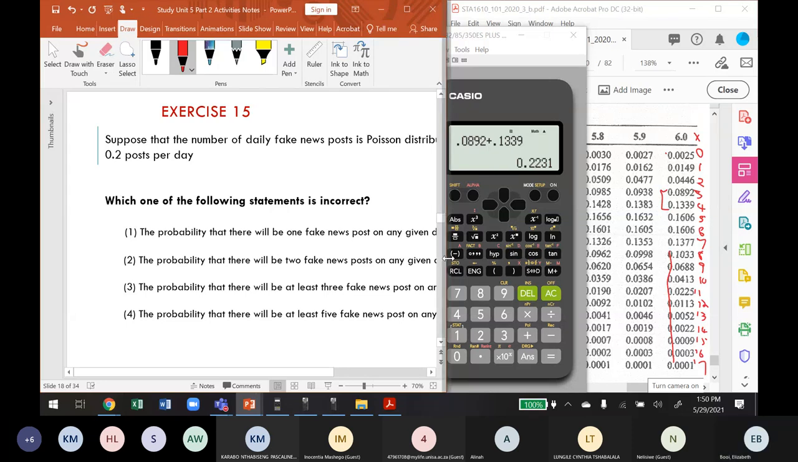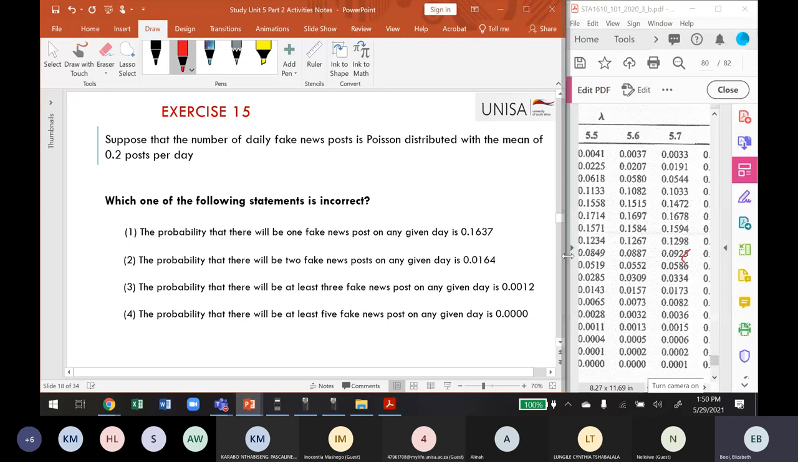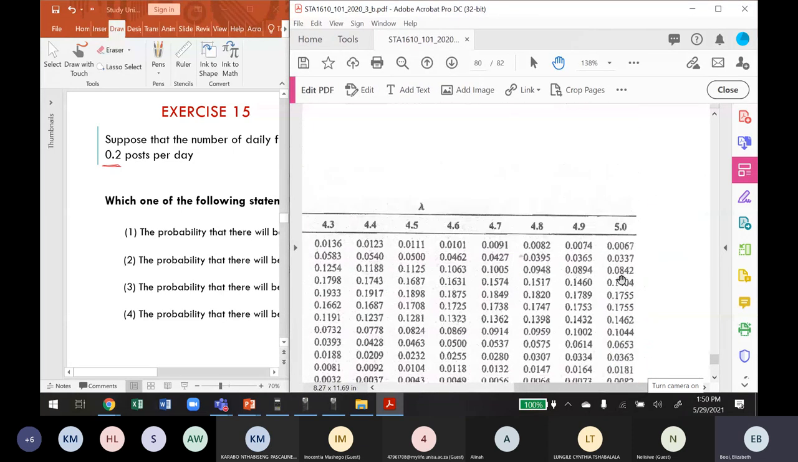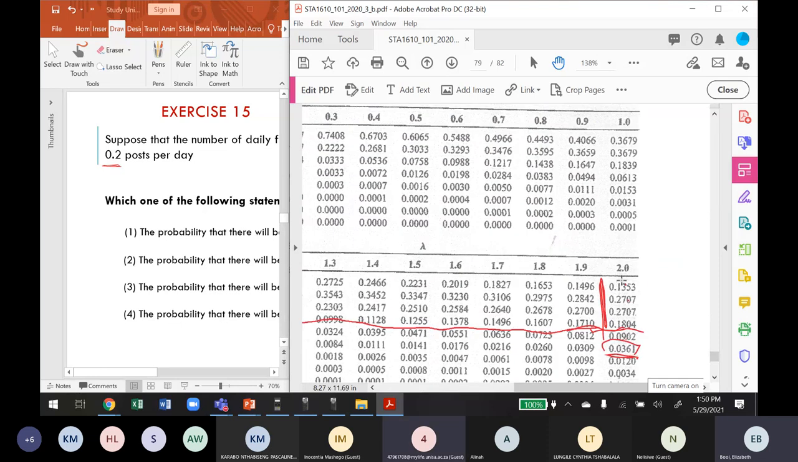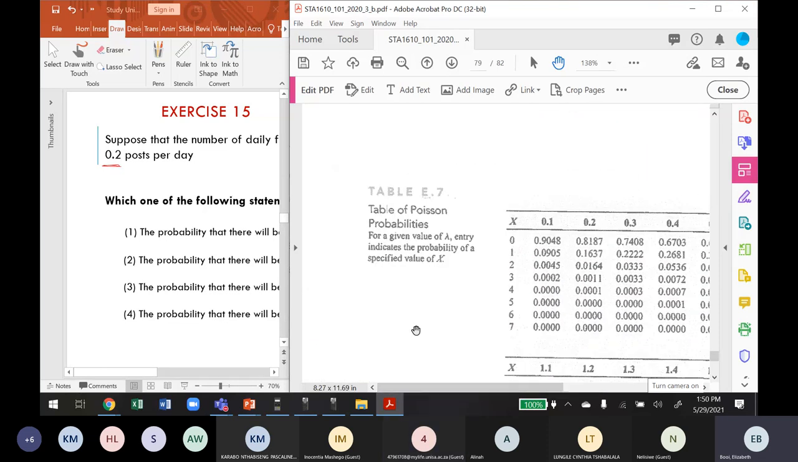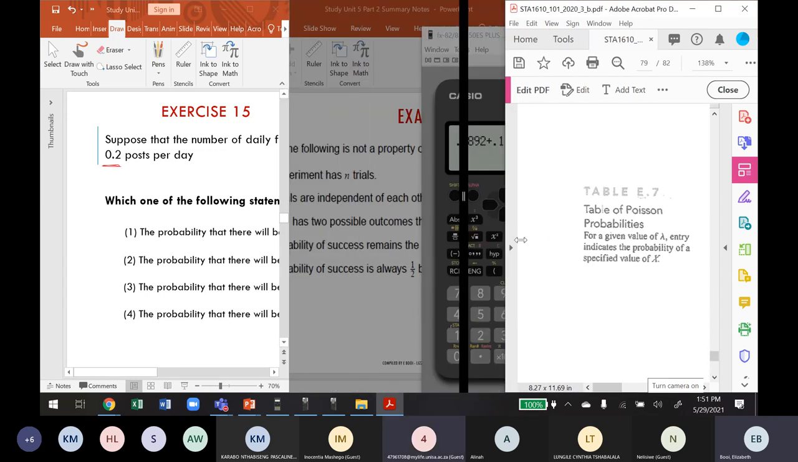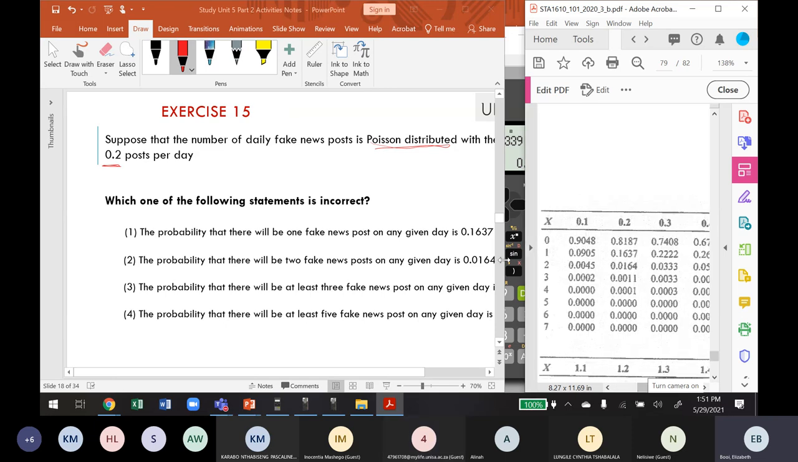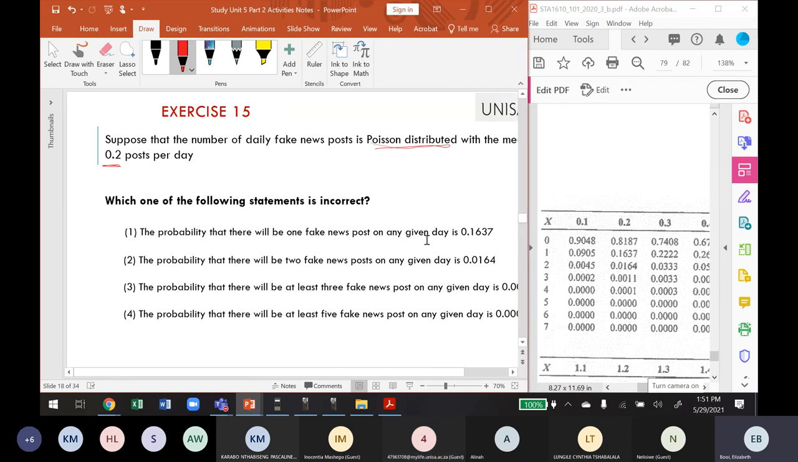Okay, next question says, suppose that the daily fake news follows a Poisson distribution with a mean of 0.2. So it means we need to go to 0.2 in order for us to answer all the questions. Let's go find 0.2. So we need to go to the table that has 0.2, and we know that our lambda is 0.2.